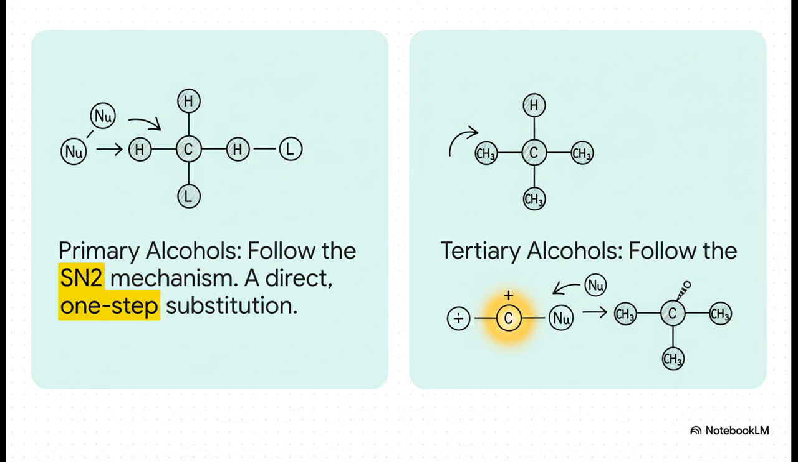Now, here's where it gets really interesting. The shape of the alcohol actually changes the entire game plan. For simpler, less crowded alcohols, the halide attacks at the exact same time the water leaves. It's like a perfectly choreographed one-step swap. But for bigger, bulkier alcohols, there's just no room for that to happen. So instead, the water has to leave first. This creates a temporary, positively charged carbon center. Then, and only then, can the halide come in and attach. So it's the same end goal, but a totally different path, all because of a little molecular crowding.